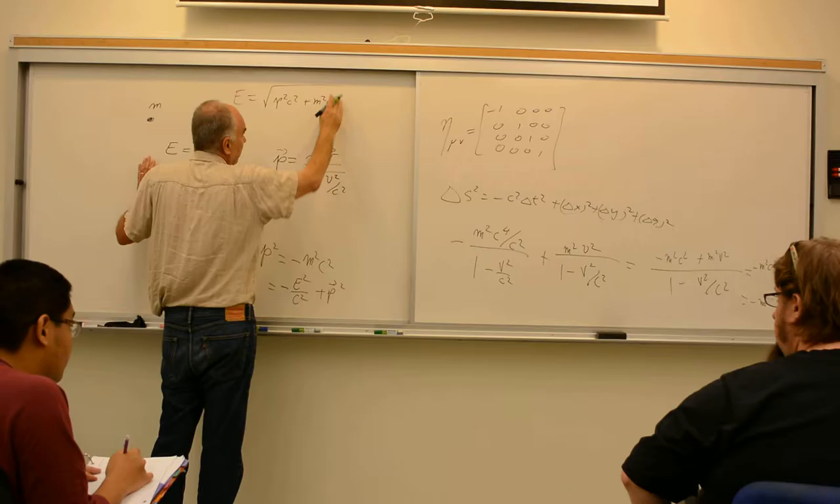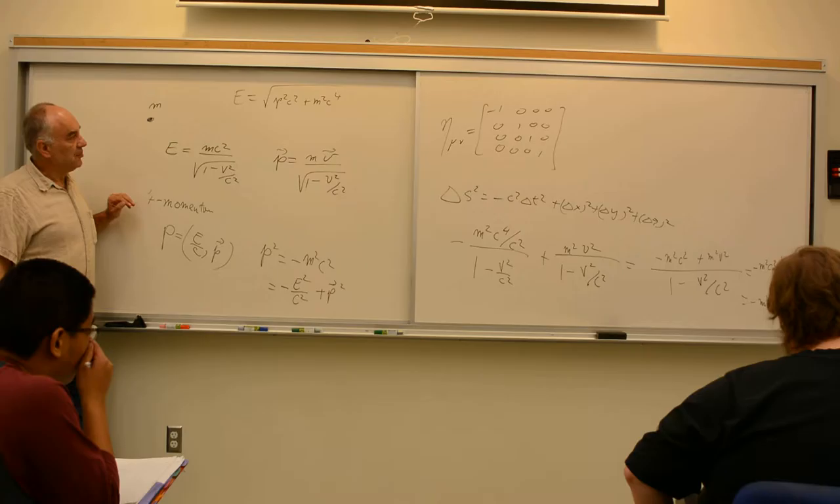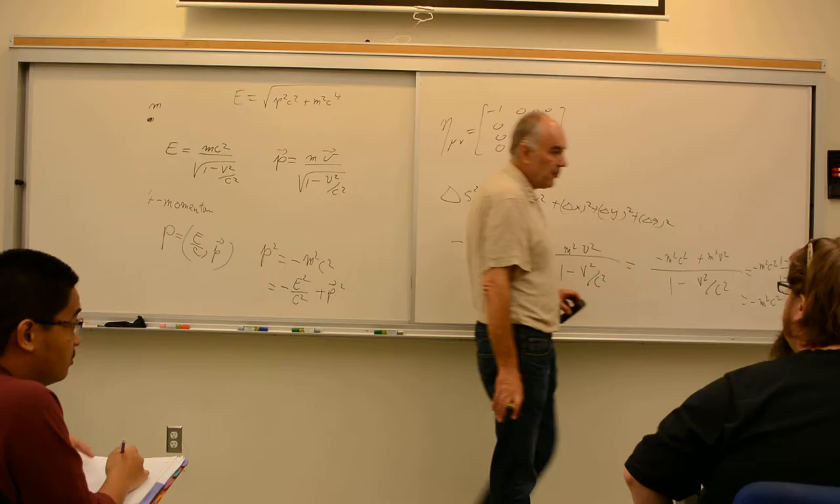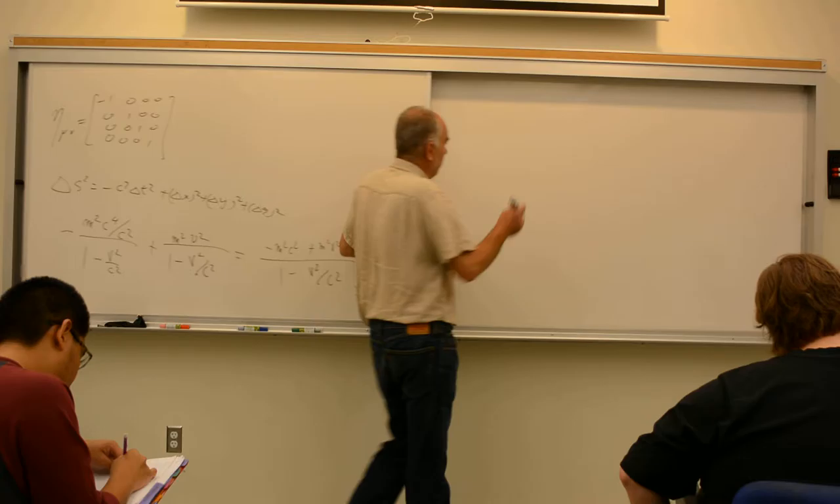Ultimately, this relationship can also be written as energy squared is equal to p squared c squared plus m squared c to the fourth. You can check that this is true. Now, this is the easiest framework in which to describe the Compton effect.